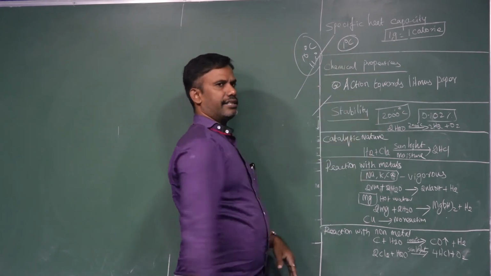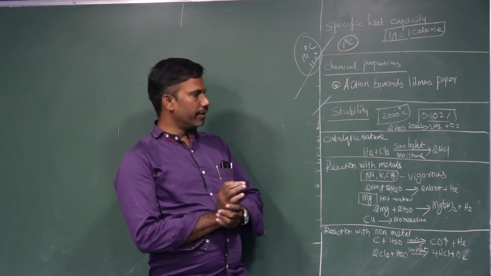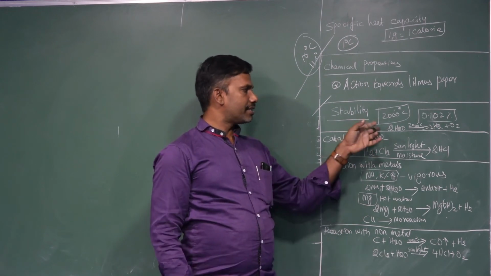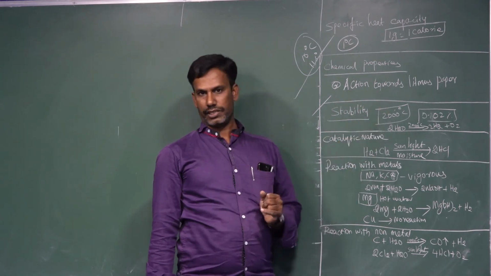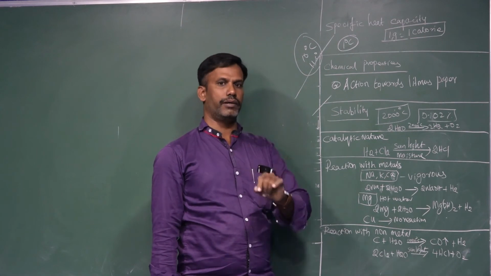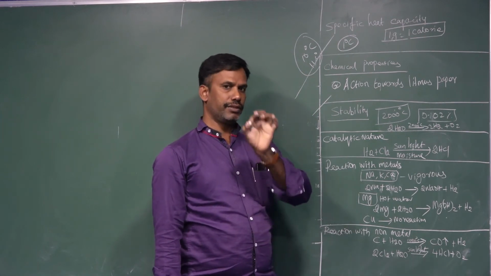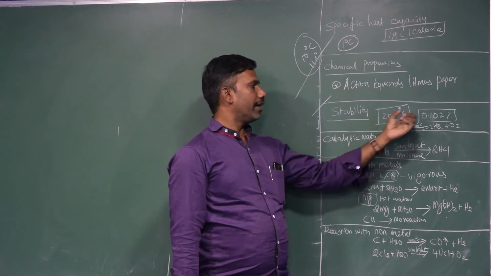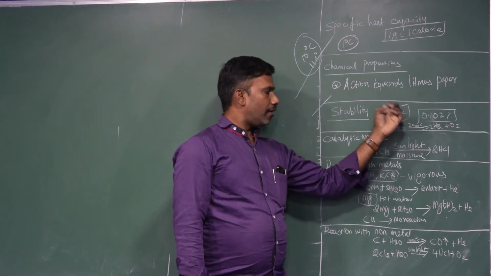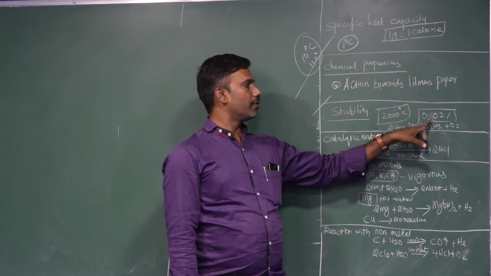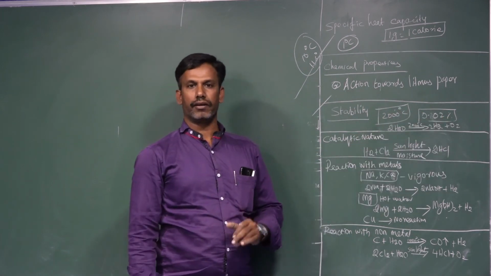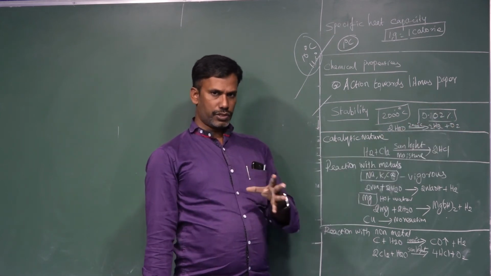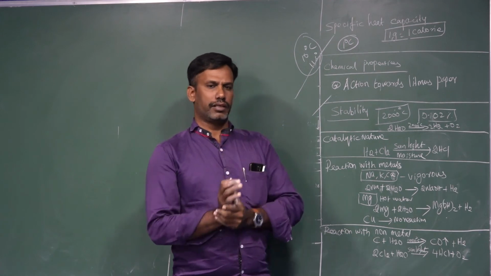Then stability. Water is the most stable compound, as you know very well. It cannot be easily decomposed. In the book it is given as 2000 degrees Celsius, marked with an arrow; if you see 2000, make the correction. At 2000 degrees Celsius, if you heat it, only 0.02% will be decomposed, and you get hydrogen and oxygen. So it shows that it is a most stable compound.